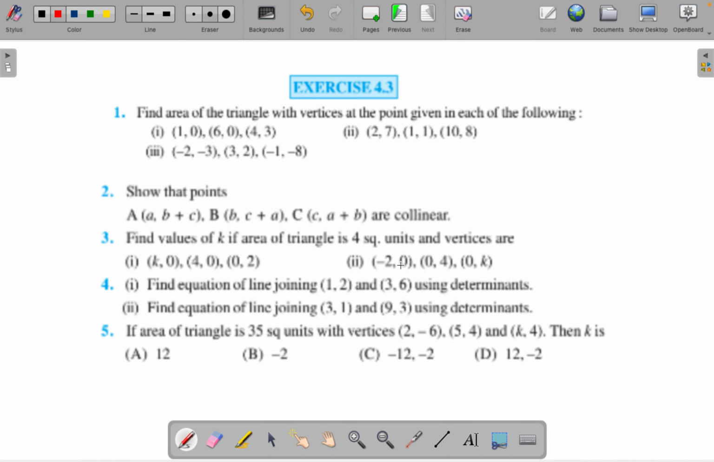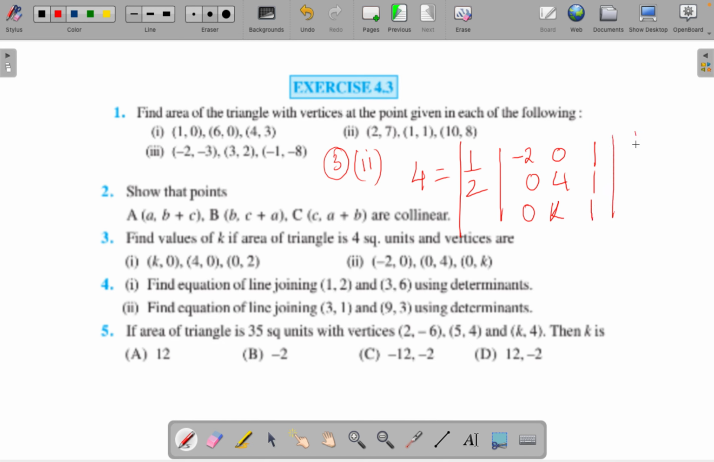Alright, let me help you out with the next question. Again, find the value of k if the area is this. Now here there is a chance where most of the students make a mistake. So I'm doing just one part of the question. You can do the first part on your own. So area is given to us as 4. I'm using the same formula. Absolute value of half, x1 y1 1, x2 y2 1, and x3 y3 1.